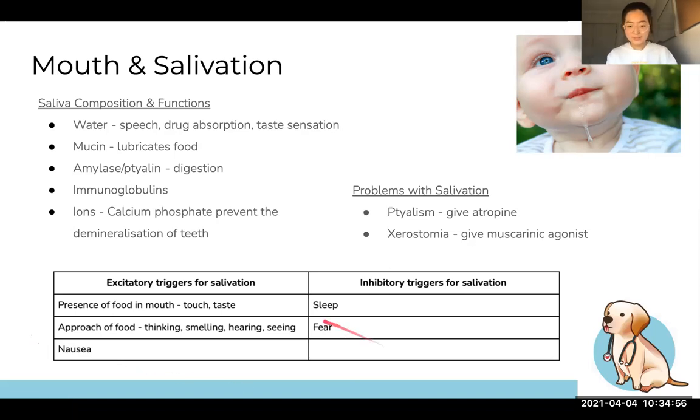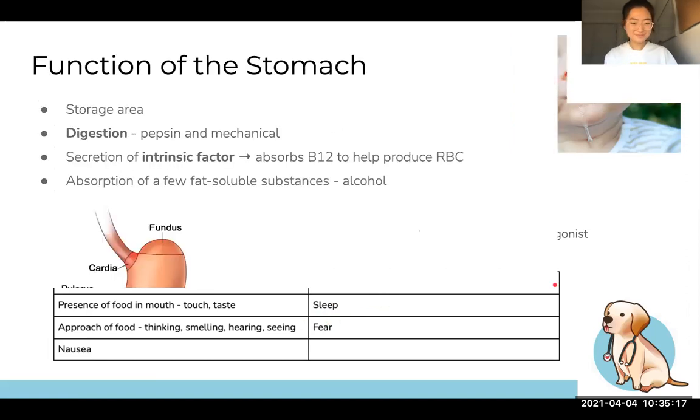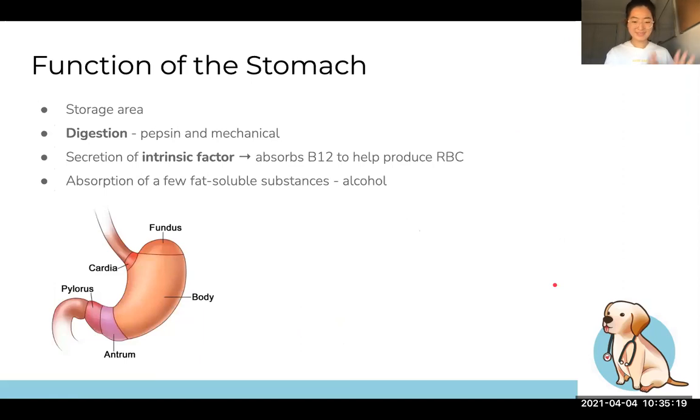In terms of inhibitory triggers, sleeping and when you're very scared. If you're sleeping, you don't really need saliva. And when you're terrified of something, the last thing you are going to be doing is digesting food. You're in that fight or flight mechanism. So you won't be having any salivation there either. Okay, so that's basically saliva.